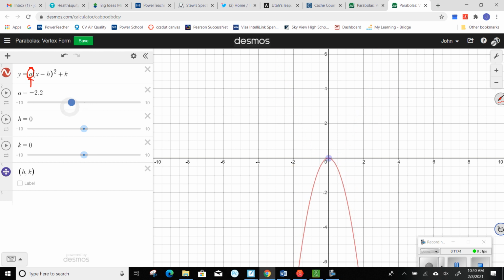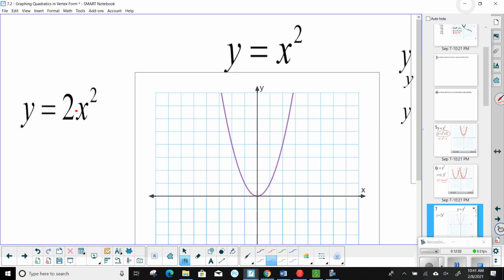And again, as the absolute value of a becomes bigger, it makes it steeper. So you see what happens at -4. So now notice how the vertex doesn't change. A does not change where the vertex is. It simply changes how steep it is, and it controls whether it opens up or it opens down. So again, let's go back to our original graph right here.